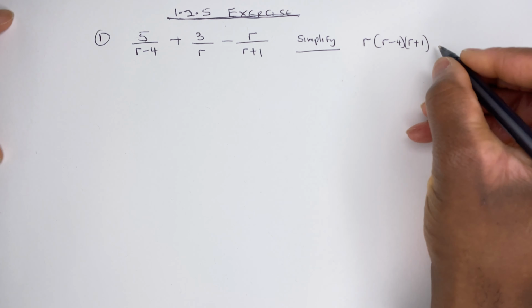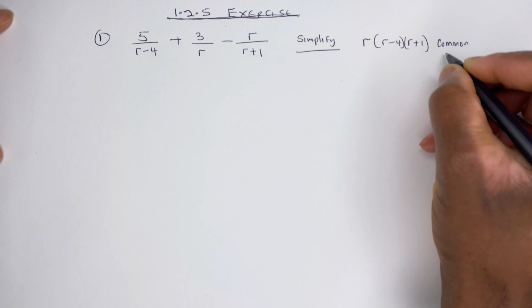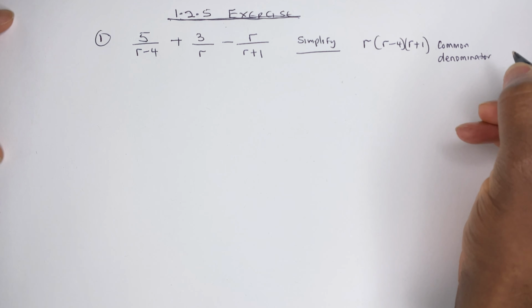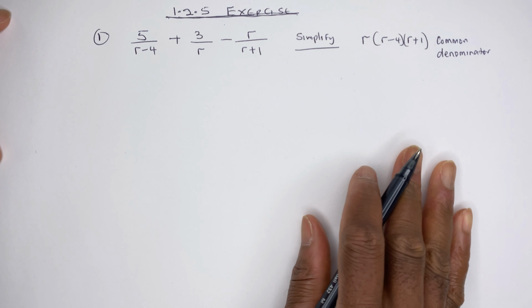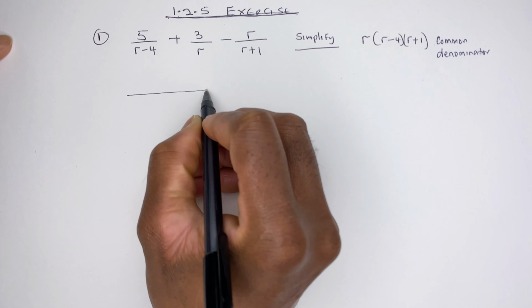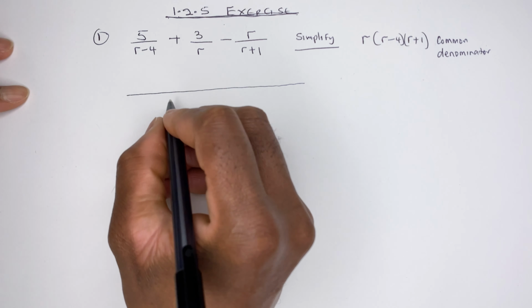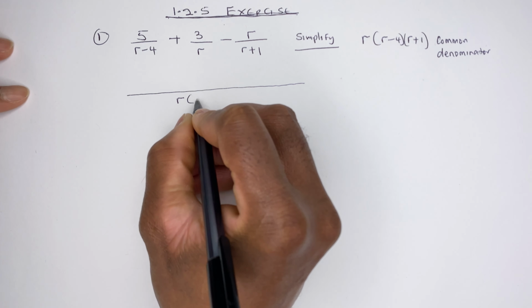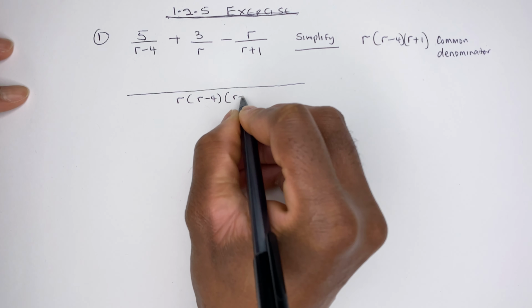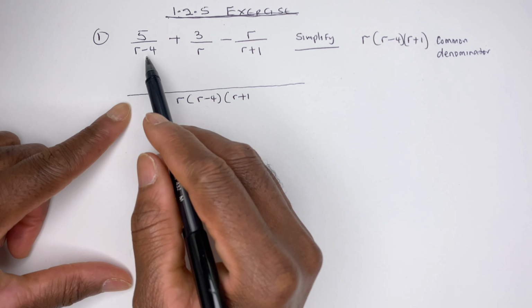So let me just put here common denominator. So basically we need to draw a line for the common denominator. I have to make it long because this expression is going to be long. So I have r into bracket r minus 4, r plus 1. Why did I get that as a common denominator? It's because it's pretty simple.